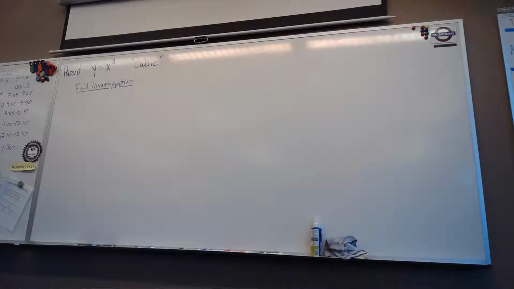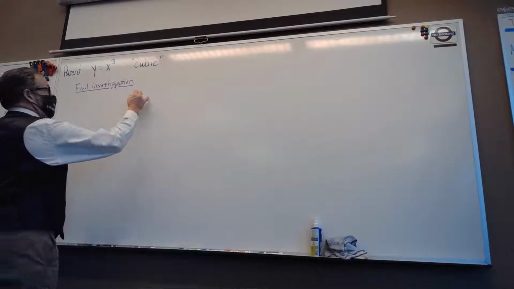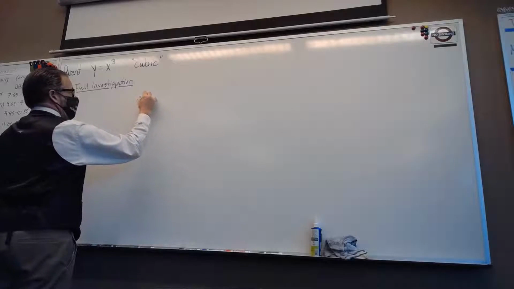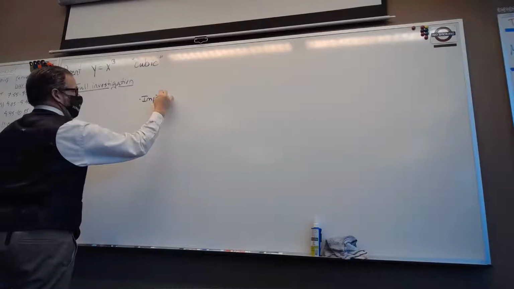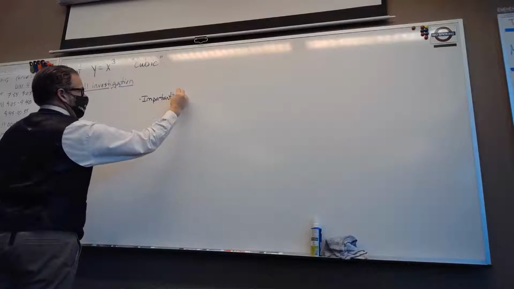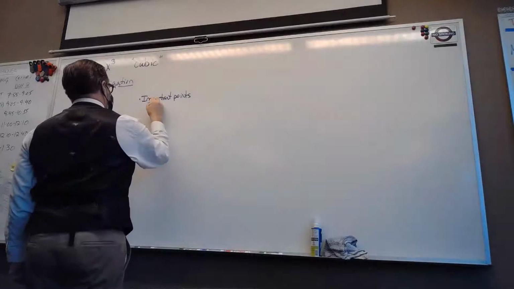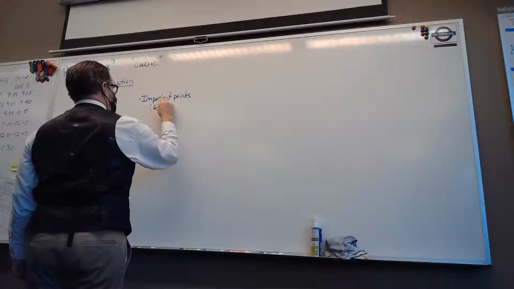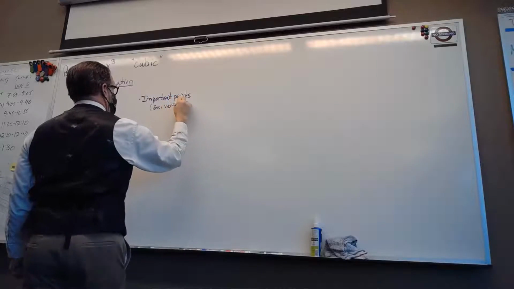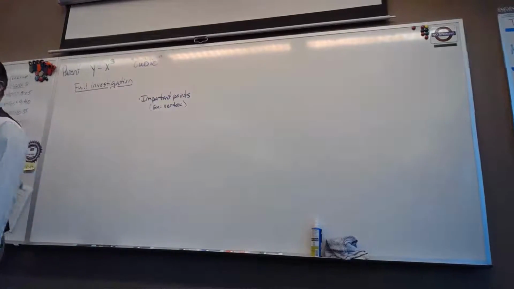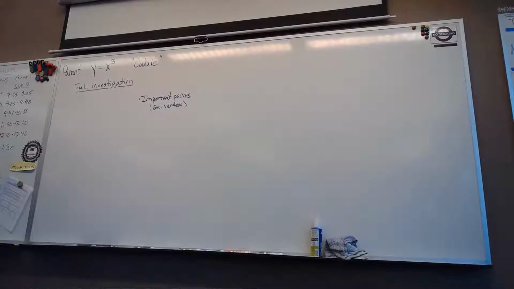Anybody? What? If it has a vertex, yes, you can find the vertex, but I'm going to generalize that and I'm going to say, are there any important points? Quadratics have a vertex. So for example, a vertex. Not all equations have a vertex. What else?